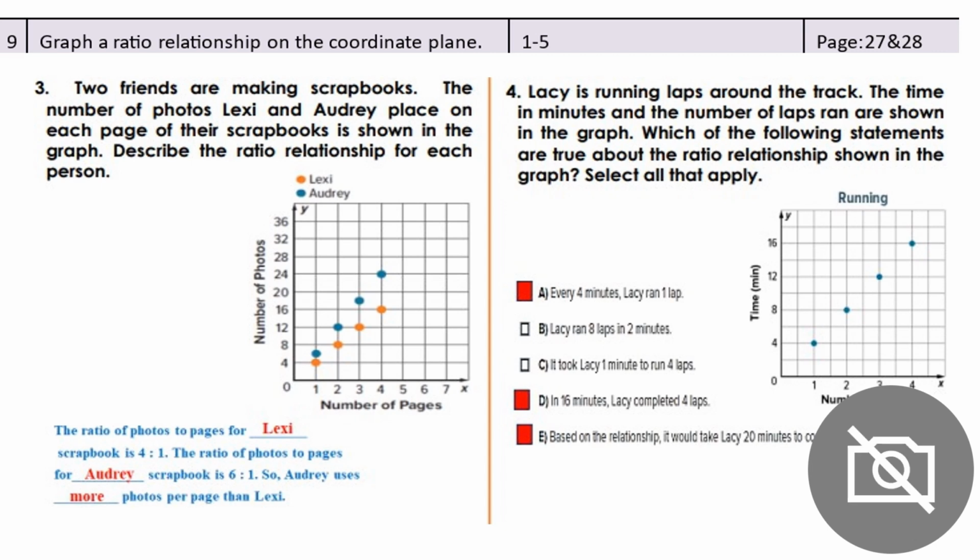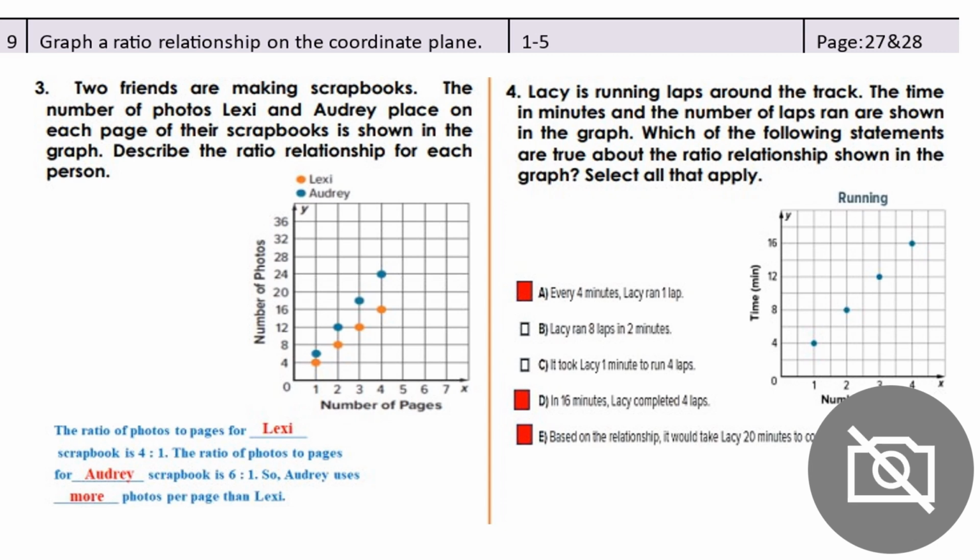Then the second one is 6 photos in 1 page. So Audrey makes more photos in 1 page. Audrey is the one using 1 page for pasting 6 photos. The other one, Lexi, is doing only 4 photos in 1 page. So who has the highest ratio, that is what they will ask you. In that case, whichever is steeper will have the highest ratio.